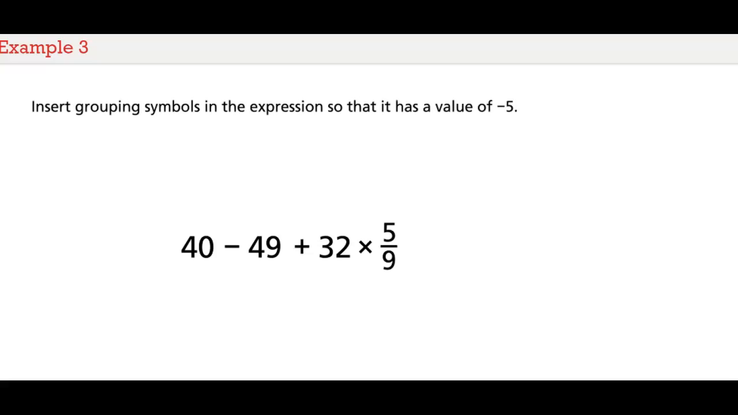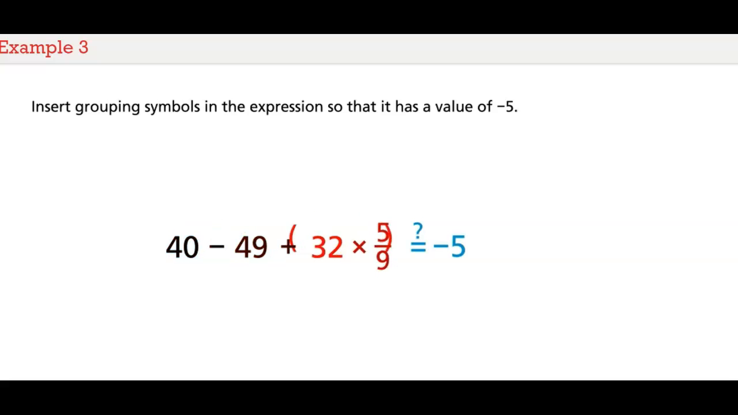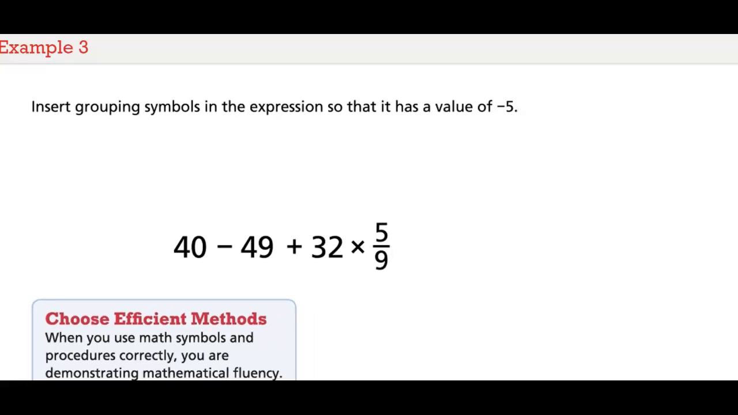How can you insert grouping symbols in the expression so that it has a value of -5? Remember to choose efficient methods. When you use math symbols and procedures correctly, you are demonstrating mathematical fluency.